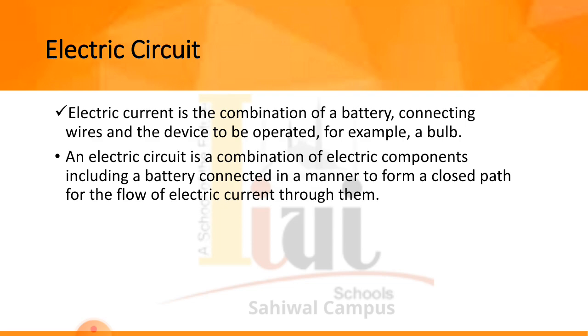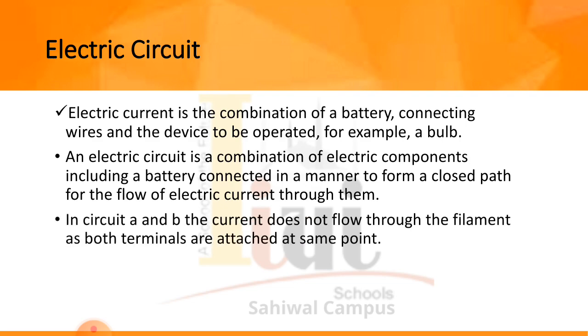So an electric circuit is a combination of electric components. We say that a battery or an electric cell that is connected in a manner to form a closed path for the flow of electric current through them is known as an electric circuit. If the path of the electric circuit is not closed, then there will be no flow of current because it is an incomplete circuit. In circuits A and B, the current does not flow through the filament as both terminals are attached at the same point.